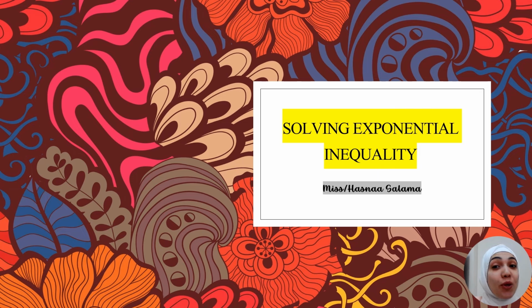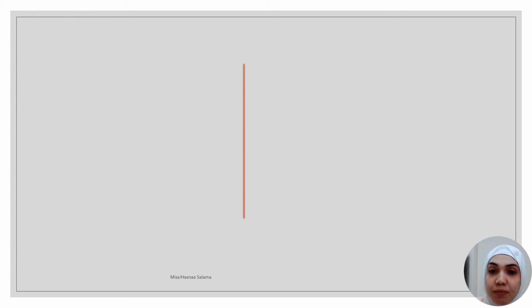Today we're talking about solving exponential inequalities. The last video was about equations, but today we will talk about inequalities. At first, we need to know the difference between an inequality and an equation. An equation has only an equal sign. For an inequality, we can use less than, more than, less than or equal to, and more than or equal to. That's it for the topic.